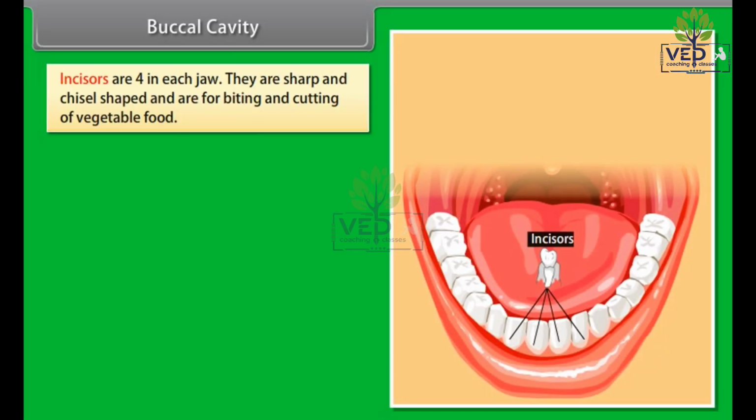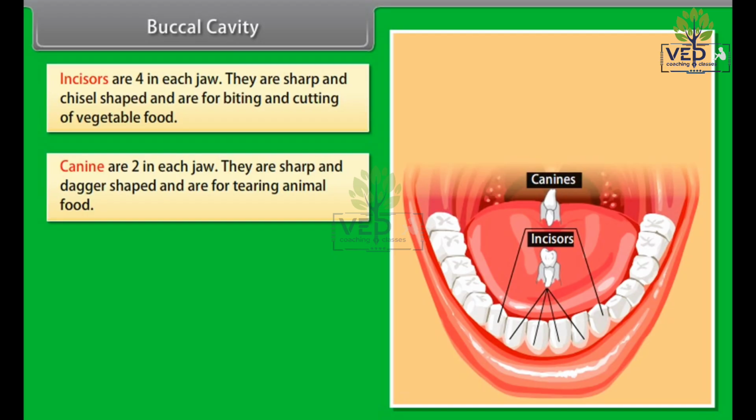Incisors are four in each jaw. They are sharp and chisel-shaped and are for biting and cutting of vegetable food. Canines are two in each jaw. They are sharp and dagger-shaped and are for tearing animal food.